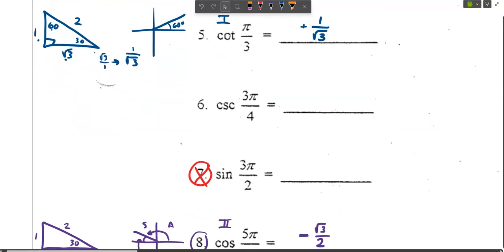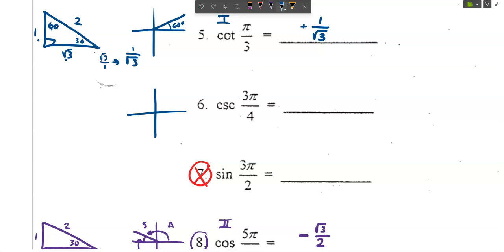Let's look at another. Cosecant of 3 pi over 4. So this 3 pi over 4 is just slightly below 4 pi over 4, so that's going to put me in quadrant number 2. Reference angle denominator of 4 means it's going to be 45 degrees. So once again, we're going to use that 45, 45, 90 triangle. Cosecant is the reciprocal of sine. Sine of 45 degrees is 1 over root 2, so the reciprocal of that would just be root 2 over 1 or root 2.